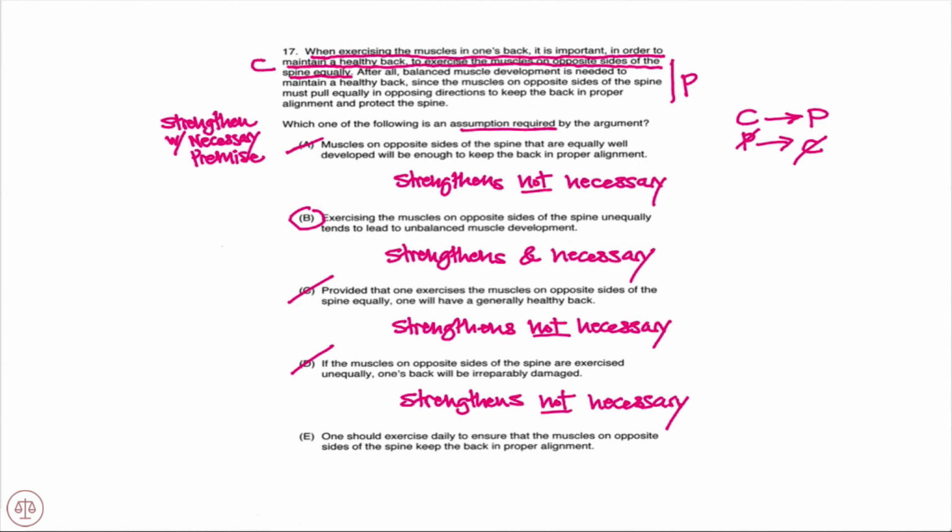Moving to E. One should exercise daily to ensure that the muscles on opposite sides of the spine keep the back in proper alignment. And you notice exercising daily. That's not what this argument is about. It is not about frequency of exercise. It's about when you exercise to make sure you do it equally on opposite sides. So E is completely irrelevant, does not strengthen, so E is out.